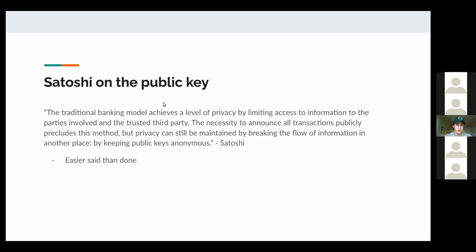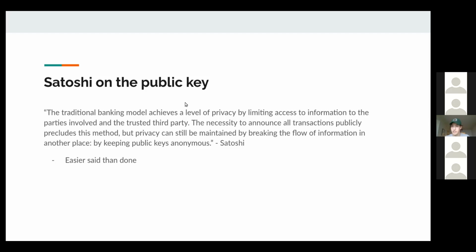So here we've got a little quote on the public key from Satoshi Nakamoto. This is straight out of the Bitcoin white paper, which is good to read if you haven't read it yet. He says, the traditional banking model achieves a level of privacy by limiting access to information to the parties involved and the trusted third party.